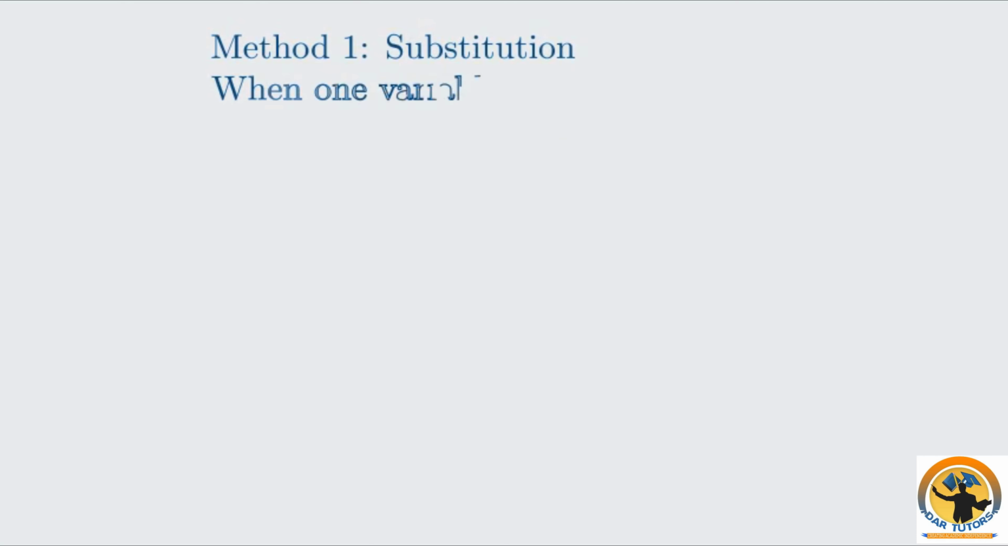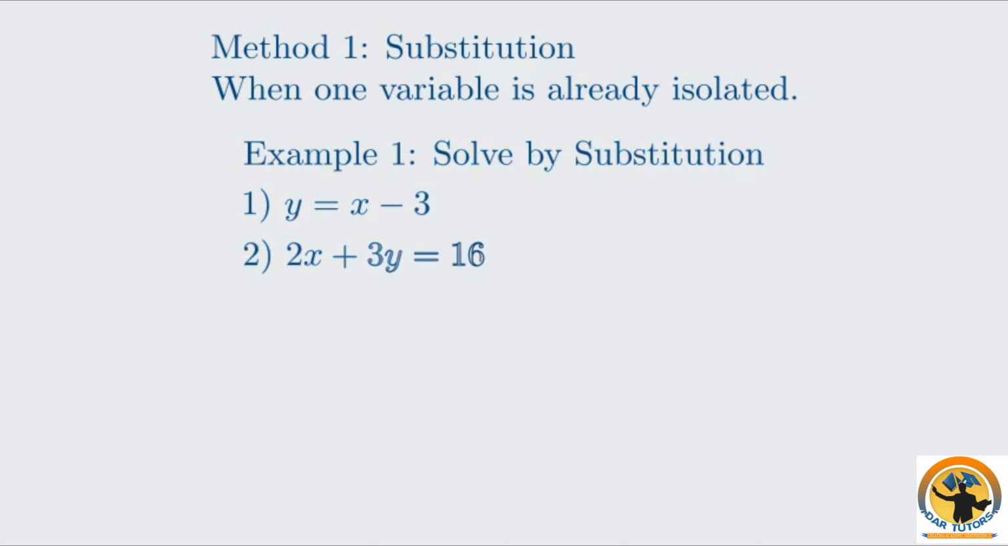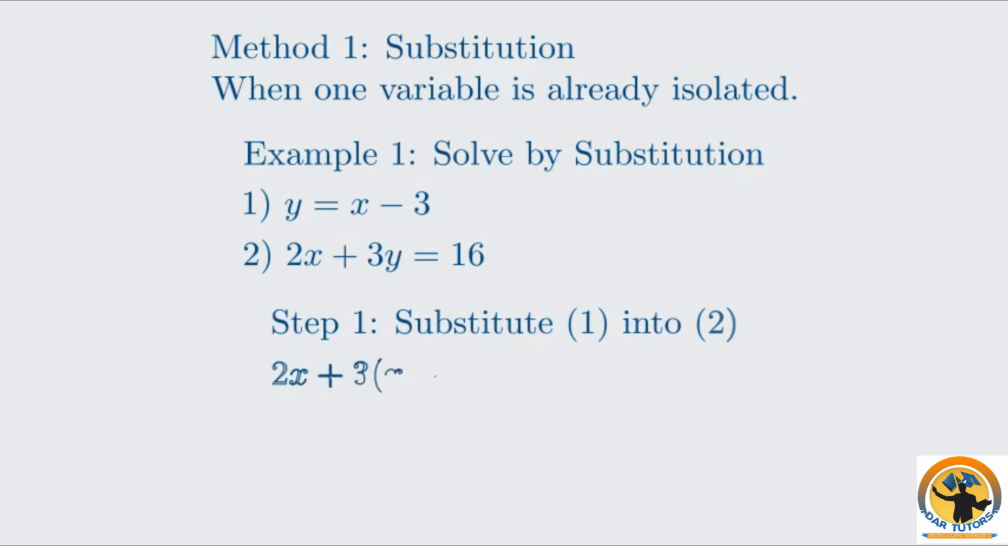Let's first tackle the substitution method. This method works best when one of the variables is already isolated or can be easily isolated. Consider the system, y equals x minus 3 and 2x plus 3y equals 16. The first equation already gives us an expression for y. Step 1. Substitute the expression for y from the first equation into the second equation. This gives us an equation with only one variable, x.